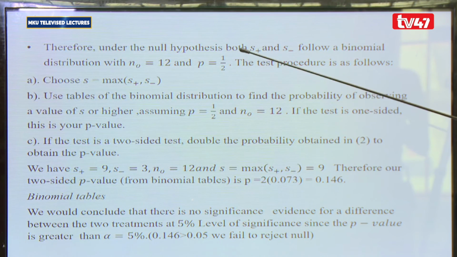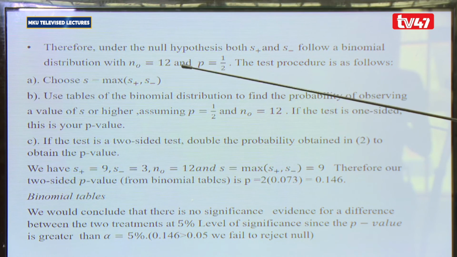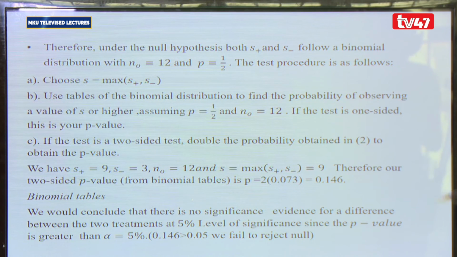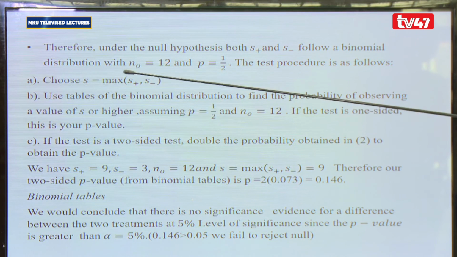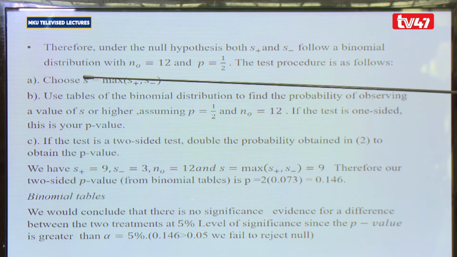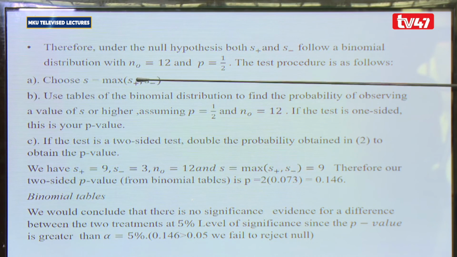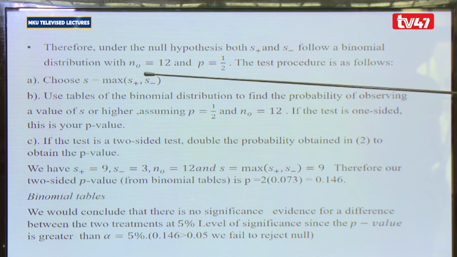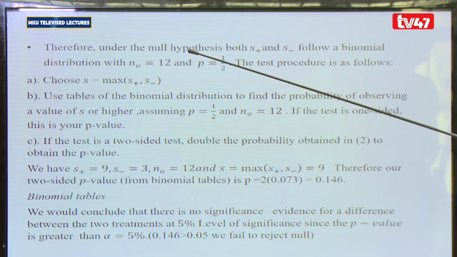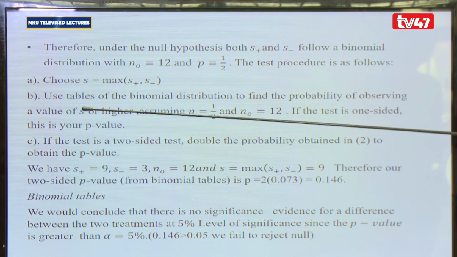Therefore, under the null hypothesis, S plus follows a binomial distribution with n equals 12 and p equals a half. If the median falls at the center, then p is equal to a half. The procedure is as follows. Because our alternative hypothesis is two-directional, from the summary table we take the maximum of either plus or minus, and from our table, we have realized that we have 9 pluses and 3 minuses, making a total of 12.